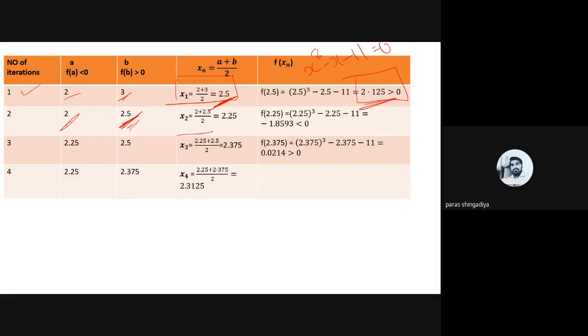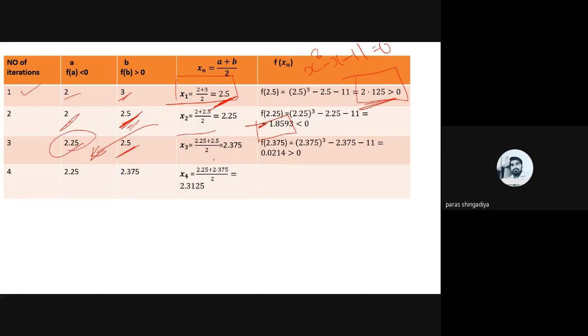Again consider the average, x2 will be 2.25, and check the output at 2.25. Here we'll get a negative answer, that is minus 1.85. So we'll replace a, where f(a) is negative, with 2.25. So replace 2 with 2.25, and 2.5 stays as it is.